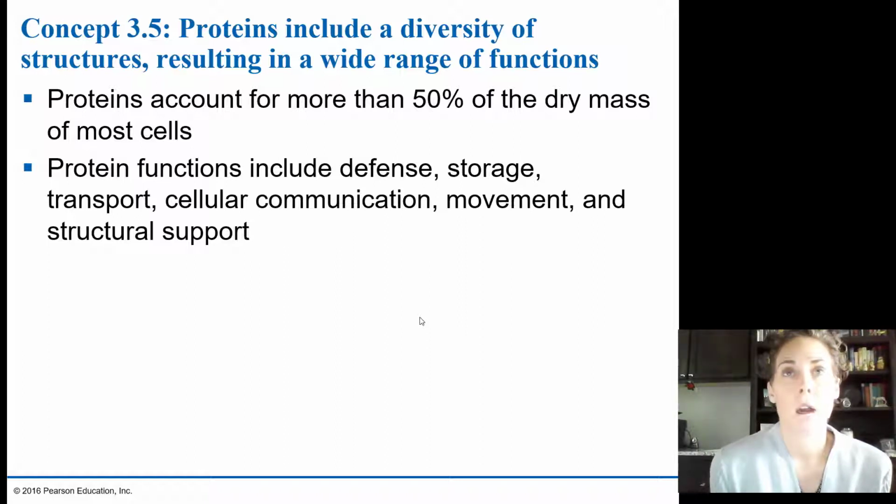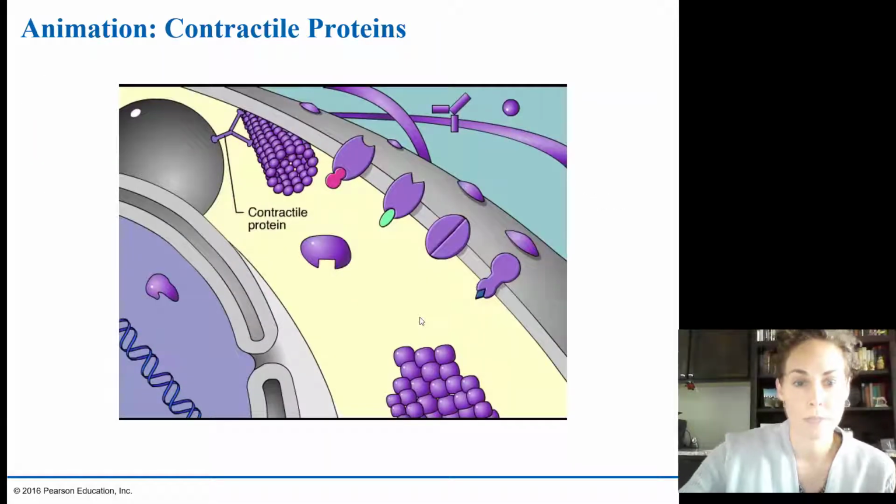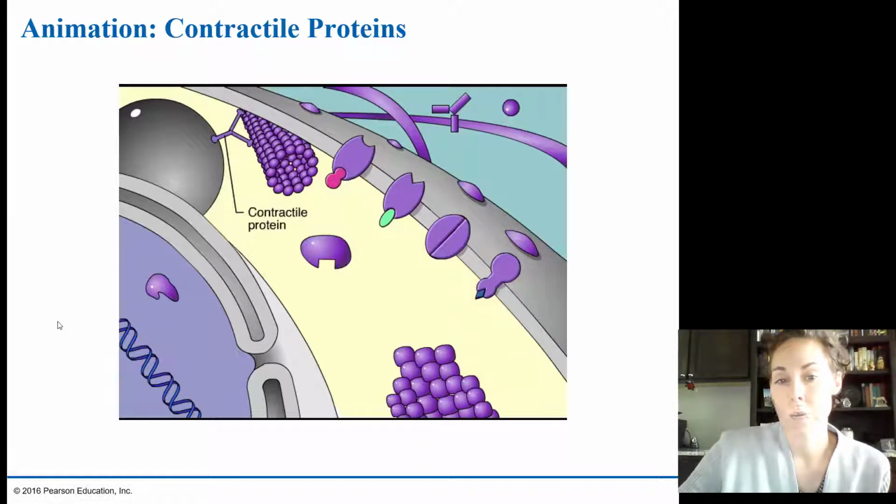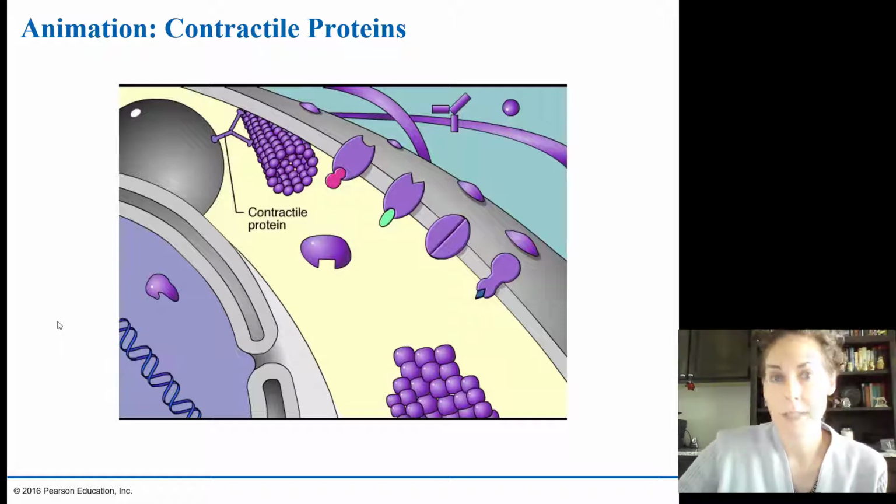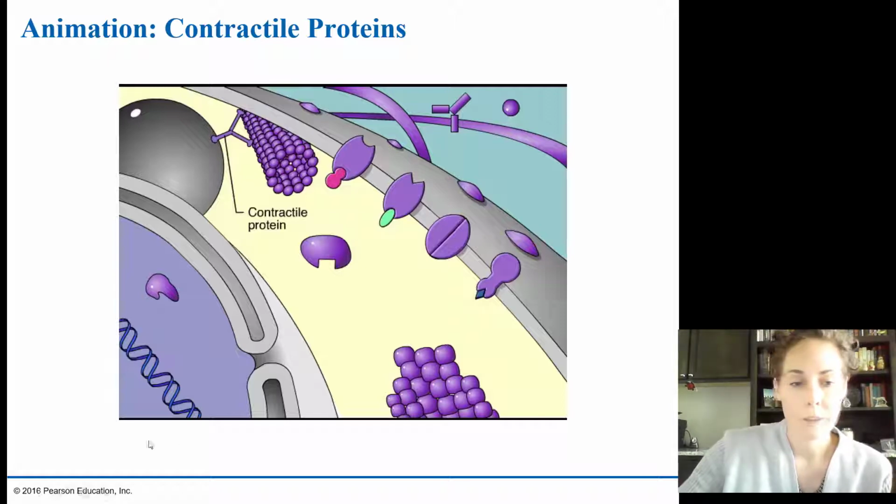Protein functions are more than just giving us movement as far as muscle goes and strength, but it also includes defense, storage, transport, cellular communication, movement, and structural support. I'm going to show you a whole bunch of videos that show you different ways that proteins work. In your textbook, you have a table that explains each of these proteins also, but I think this is a good way to show you what each of these proteins do.